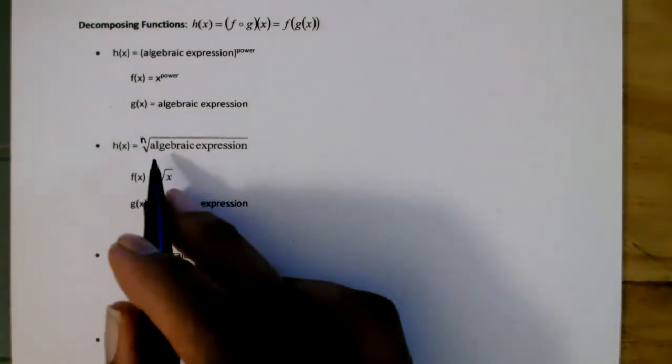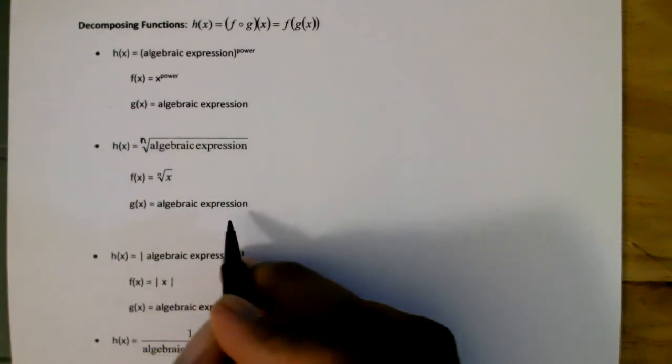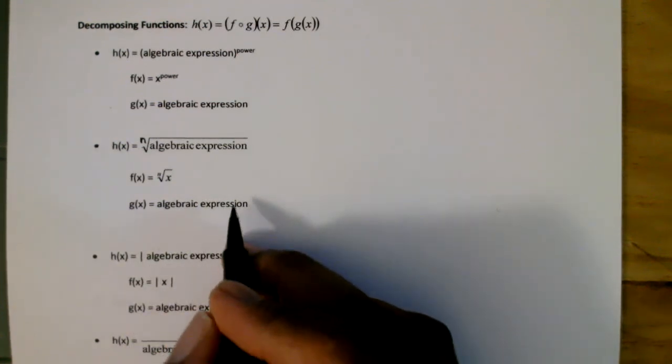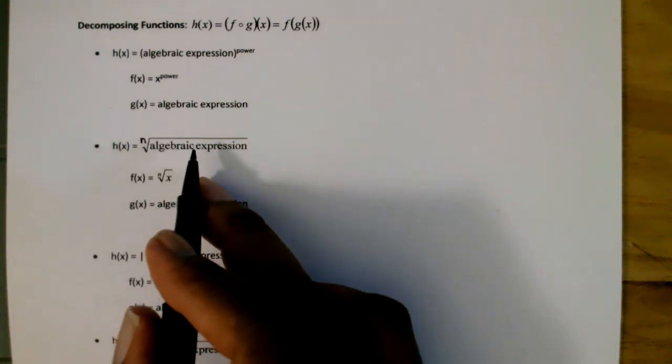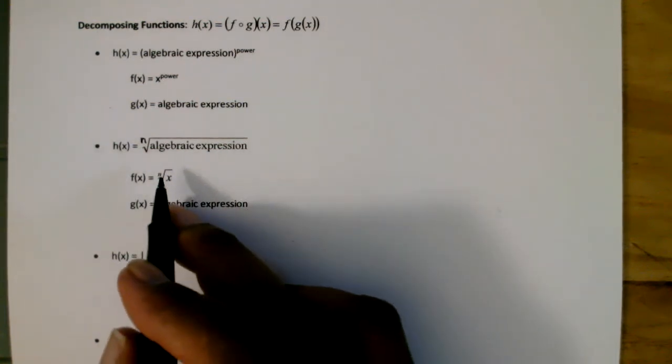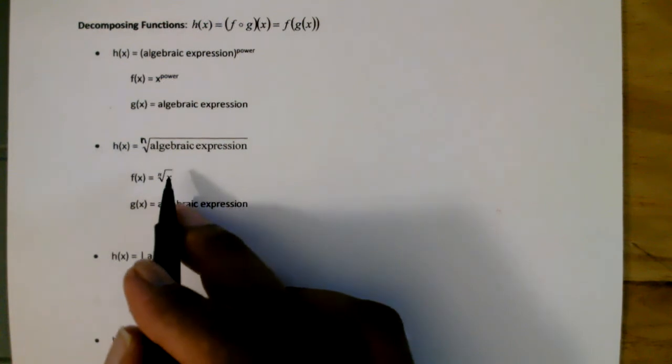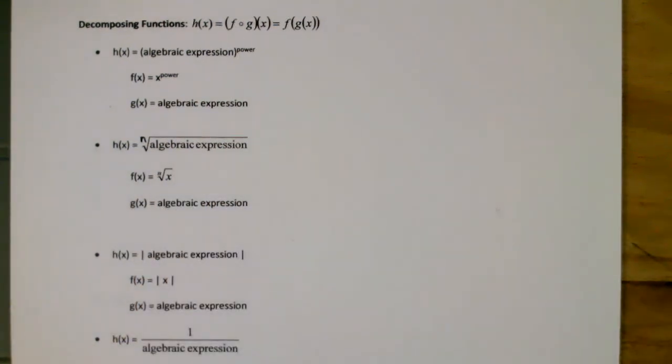G of x, what's underneath the radical, will be your algebraic expression, meaning that this algebraic expression was put in place of x in f of x. So f of x started off as just the nth root of x. That would be what f of x is.